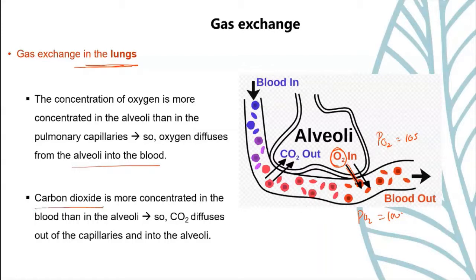Same goes for carbon dioxide. It is more concentrated in the blood, at 46 millimeter mercury, compared to the alveoli, where the partial pressure of carbon dioxide is 40. So carbon dioxide is more concentrated in the blood than in the alveoli, and it diffuses out of the capillaries into the alveoli.